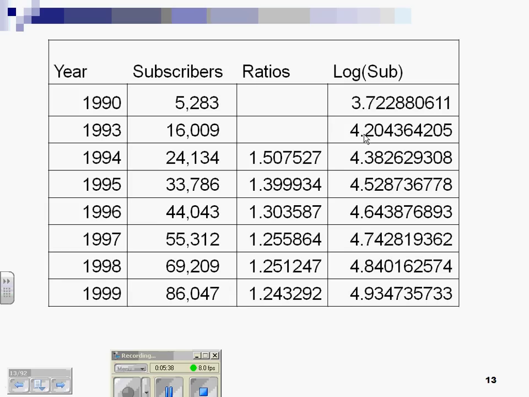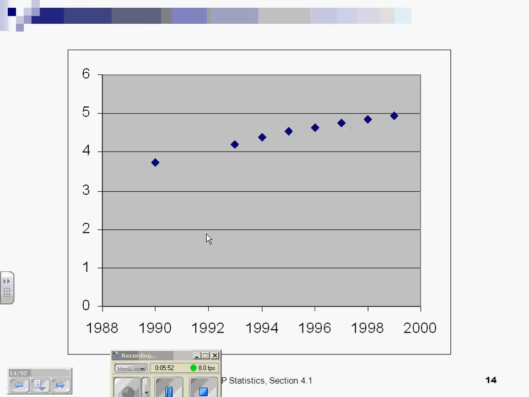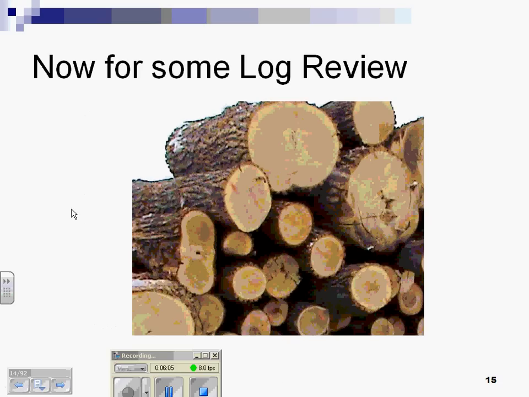Notice that it becomes, in this part, a fairly linear model. 4.2 to 4.3, 4.3 to 4.5, 4.5 to 4.6, 4.6, 4.7, 4.8, 4.9. It's not perfect, but it's better than it was before. And there's a picture, and you can see that it is much better. It is much more of a straight line than it was before. And we did that by taking the logarithm of the subscribers, so the logarithm of the y values.